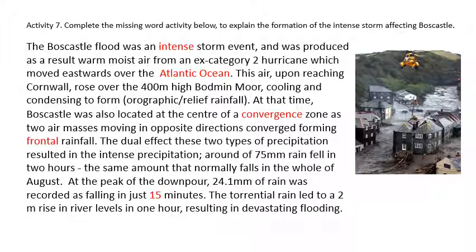Around 75 millimetres of rain fell in 2 hours, which is the same amount that normally falls in the whole of August. So it got a month's worth of rainfall in just 2 hours. At the peak of the downpour, 21.4 millimetres of rain was recorded as falling in just 15 minutes. So that's a large amount of rainfall. The torrential rain led to a 2-metre rise in river levels in just 1 hour, which led to devastating flooding.